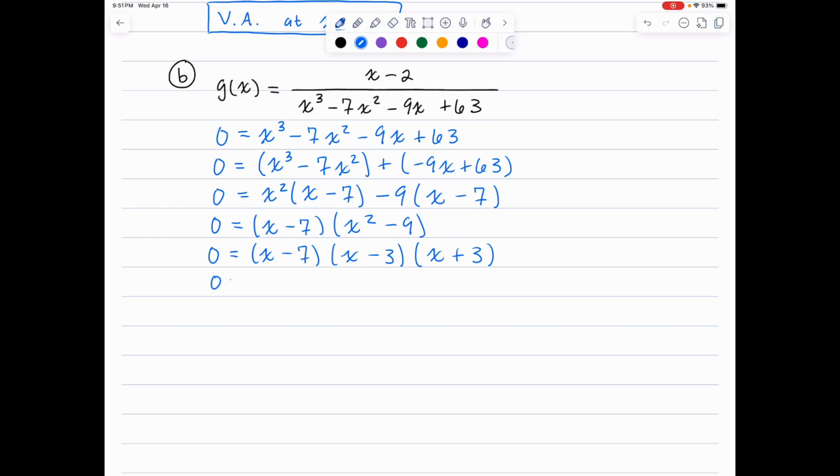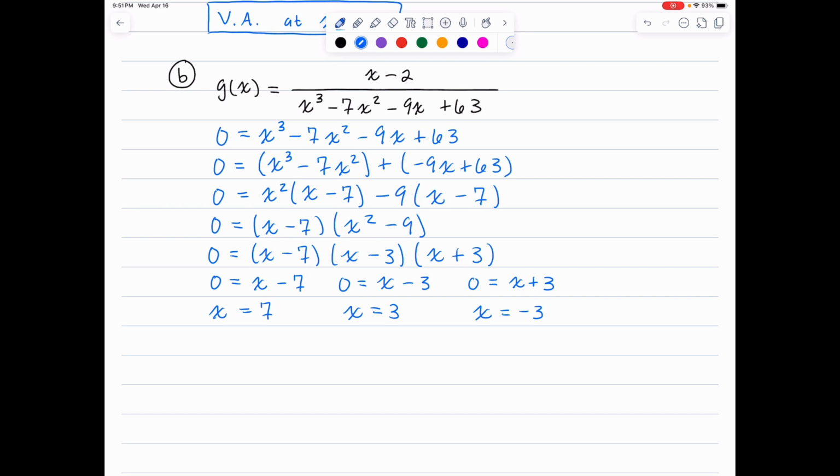So I have 0 equals x minus 7, 0 equals x minus 3, and 0 equals x plus 3. Solving for x, we get x equals 7, x equals 3, and x equals negative 3.